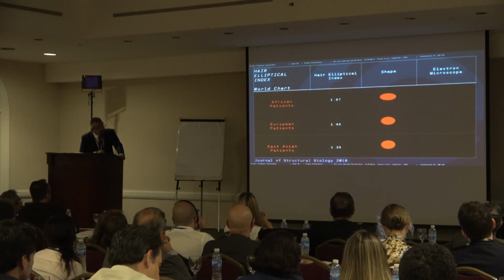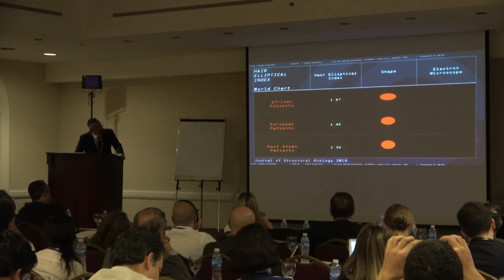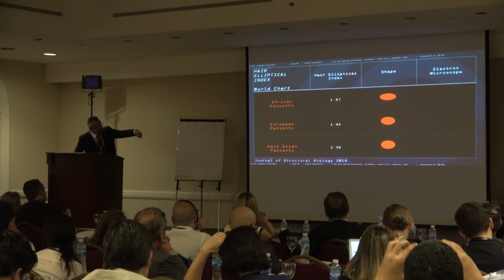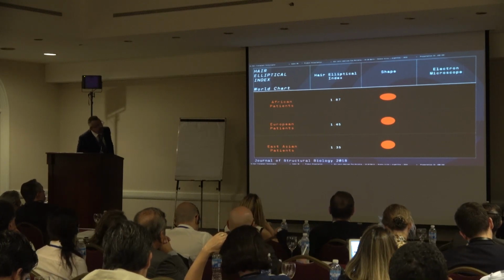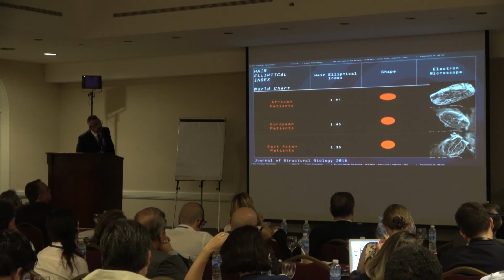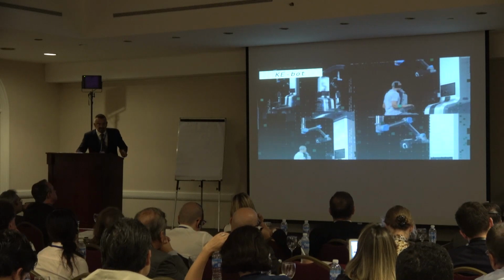This was published last year. The Journal of Structural Biology published this article in 2018. And you can see, depending on the nation, different hair elliptical indexes: African patients, European patients, and East Asian patients. I confirmed this article by scanning my own patients with an electron microscope. You see the results. So, why do we need Keyboard?